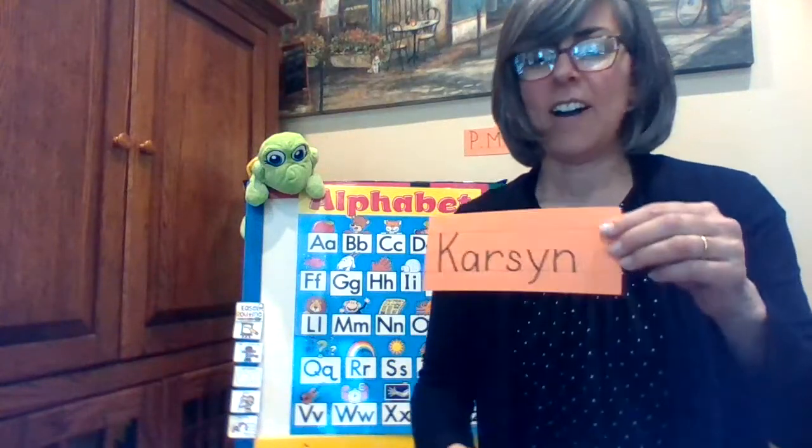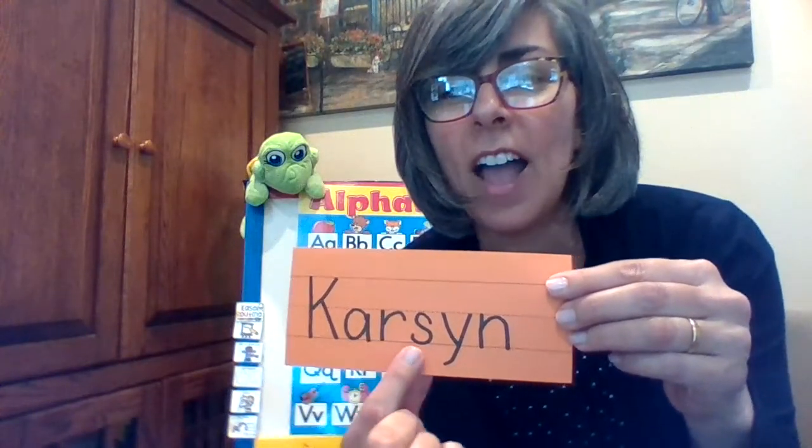Hi, Chris. C-H-R-I-S. Let's count the letters in his name. First name is 1, 2, 3, 4, 5. 5 letters in the name Chris. Our friend Carson. Hi, Carson. Let's spell your name. K-A-R-S-Y-N. Let's count the letters in your name. 1, 2, 3, 4, 5, 6.